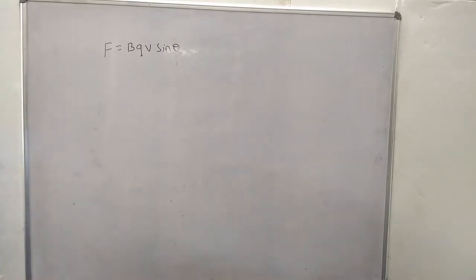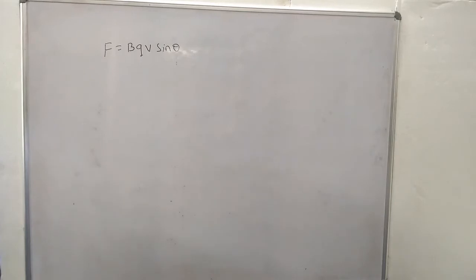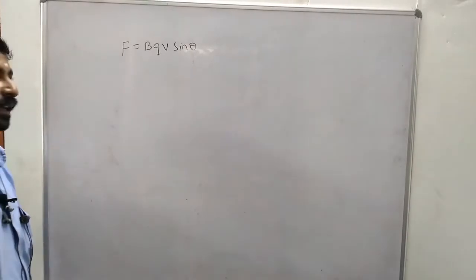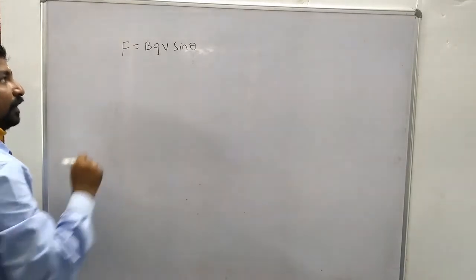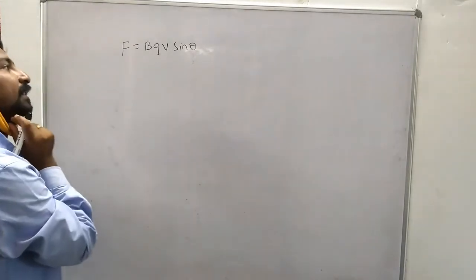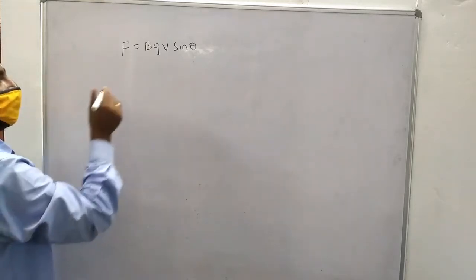When is the magnetic force minimum and maximum? If a charge is moving perpendicular to the magnetic field, then the magnetic force is maximum. That means theta is equal to 90 degrees. Suppose a charge is moving parallel to the magnetic field, then the magnetic force is minimum. That means theta is equal to 0 or 180 degrees. Now the force on a conductor carrying a current: the force experienced by the conductor.